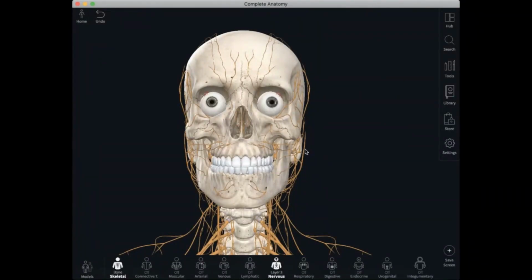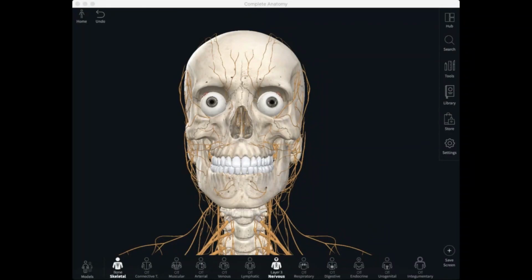Okay, so we will discuss this function one by one. If you look at this facial nerve, it is the seventh cranial nerve. It has three parts.